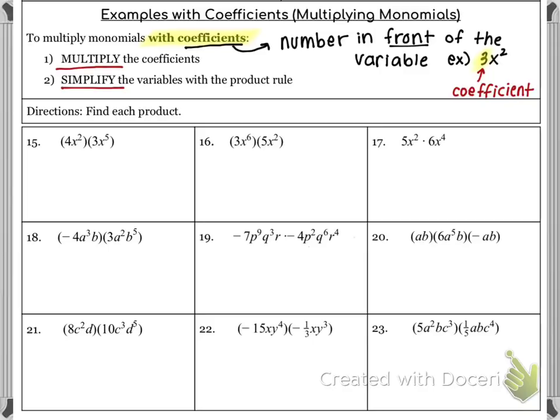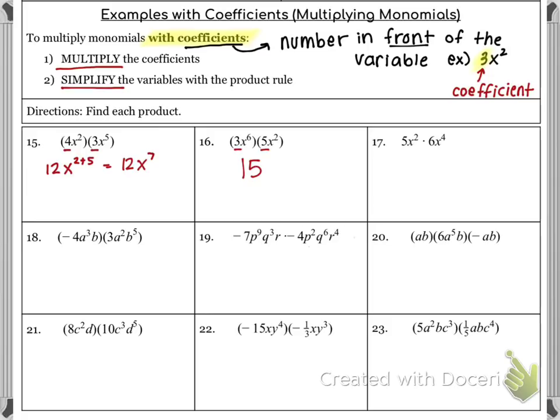So let's look at number 15. 4x squared times 3x to the fifth. So this is the same thing as the last page, except we have 4 and 3 this time. Instead of just x squared times x to the fifth, we have a 4 and a 3. So the only difference here is we're going to multiply 4 times 3, which is 12. And then x squared times x to the fifth, remember you add those, 2 plus 5, so 12x to the 7th.